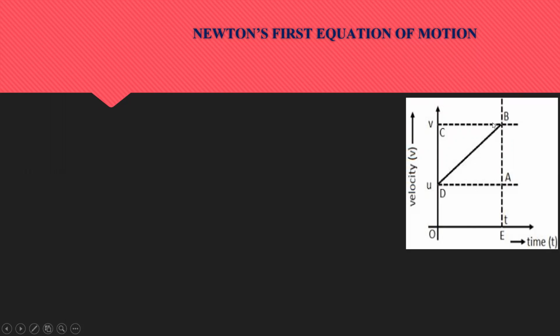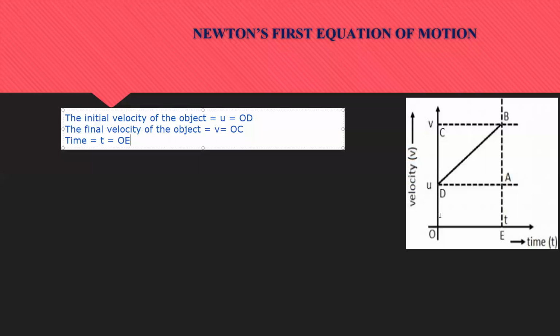To get the final velocity, we will join this point to the y-axis, as we know that velocity is along the y-axis. So the point C is the final velocity. Final velocity is denoted by the letter v and initial velocity by the letter u. From the graph, the initial velocity of the object is OD, denoted by u, and the final velocity is OC, denoted by v. The time is on the x-axis, and the time taken by the object is OE, which is equal to t.